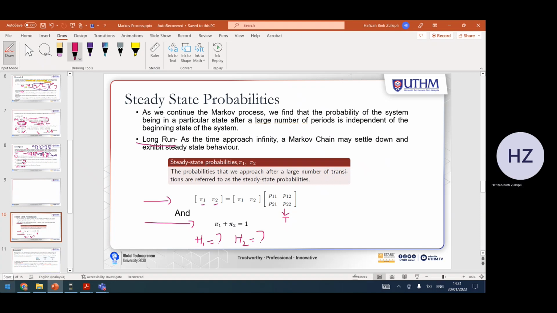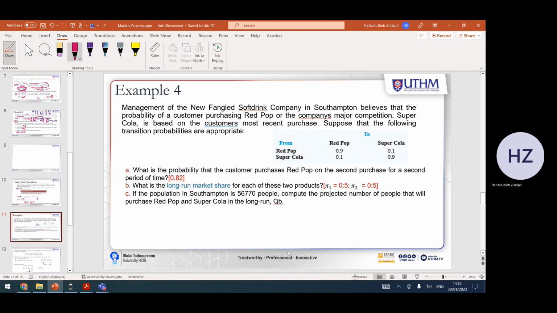Okay, so that is steady state probabilities. So we will look at this example. The management of the new fungal soft drink company in Southampton believe that the probability of a customer purchasing the red pot or the company's major competition, Super Cola, is based on the customer's most recent purchase. Suppose that the following transition probabilities are appropriate.